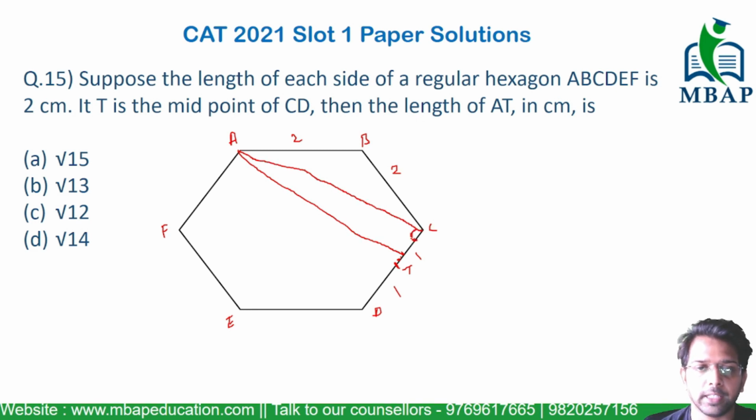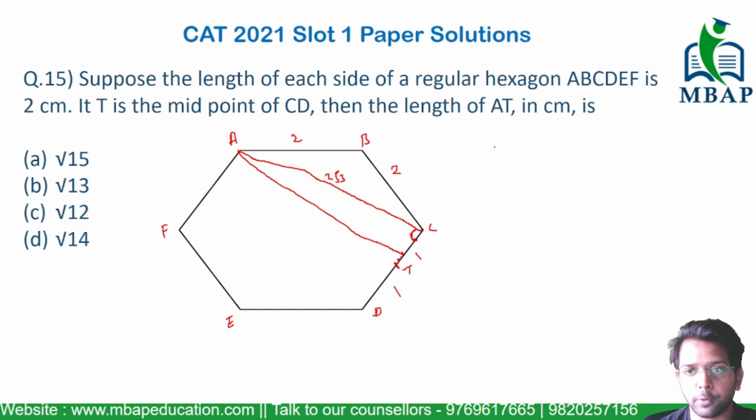The length of AC. Now suddenly this is an isosceles triangle. So if AB is 2 and BC is 2, applying the sine rule, you will be able to find out the value of AC. AC will be how much? AC will be 2 root 3. I repeat, AC will be 2 root 3.